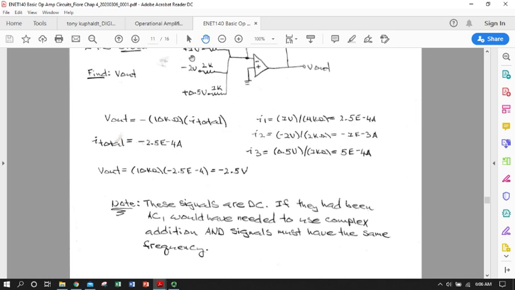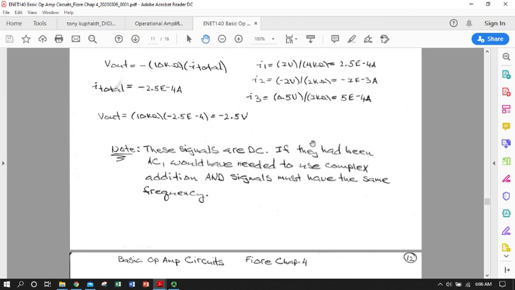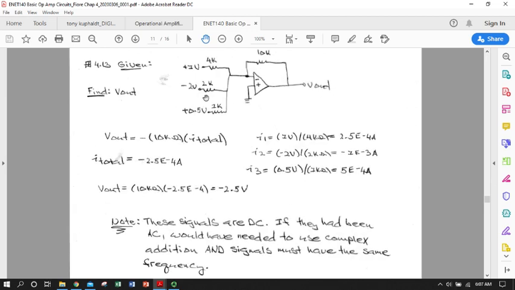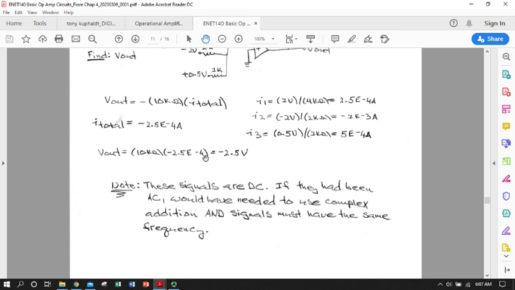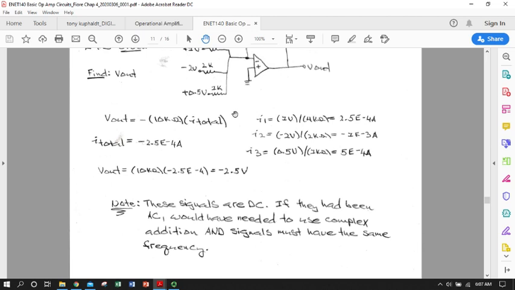Just to note that since these were DC signals, had they been AC, we would have had to use our complex addition. We would have had to put them in rectangular coordinates and add up our real and imaginary components. And then we would have gotten an output signal that had, instead of just a positive or negative, an amplitude and a phase angle with respect to all of the inputs. But that's no big deal. We can add things up and divide things as complex numbers, no problem. And that's the general procedure we do.